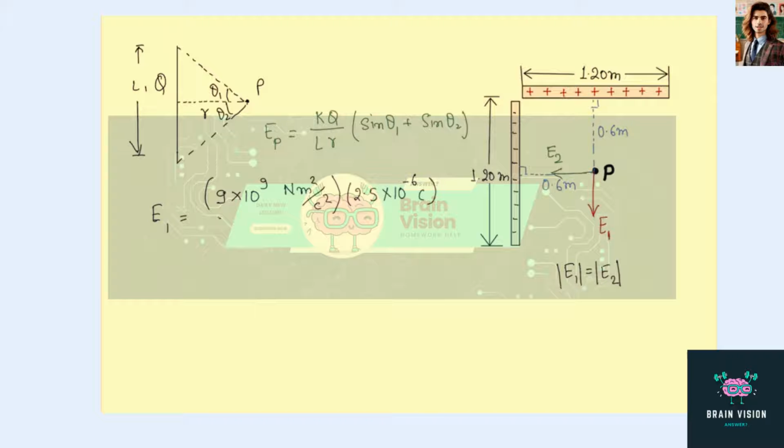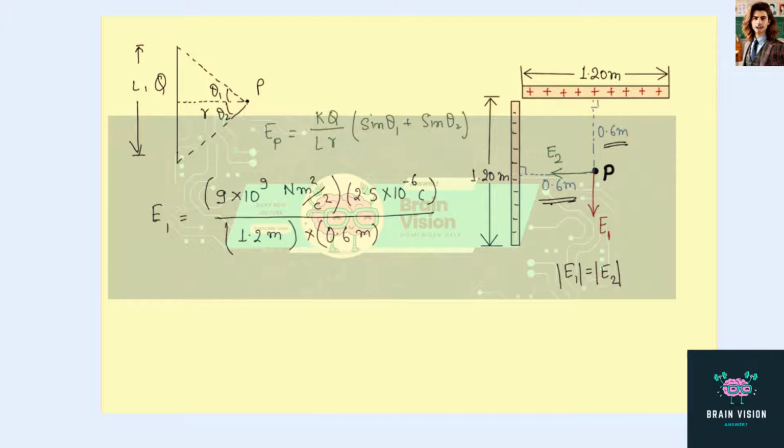Now this is KQ divided by L. What is the length of the rod? It is 1.2 meter. The third thing is small r. Small r was the perpendicular distance, which in both cases is 0.6 meter, that is 60 centimeter. We will put its value in SI unit, so it will be 0.6 meter. Now we have to put the values of sine theta 1 and sine theta 2.